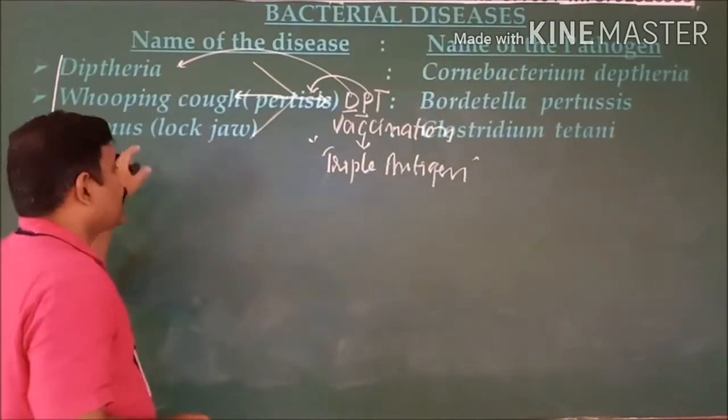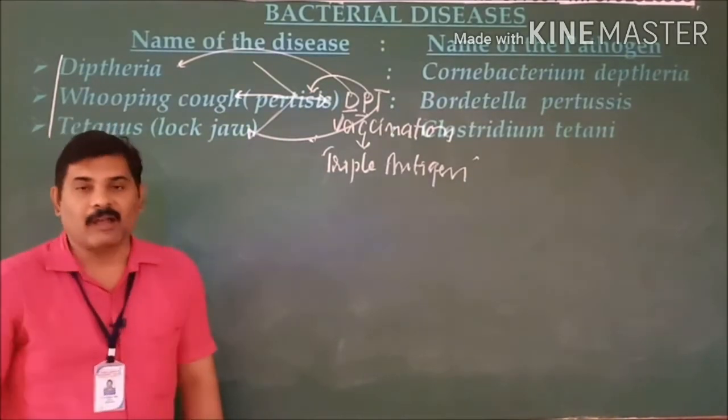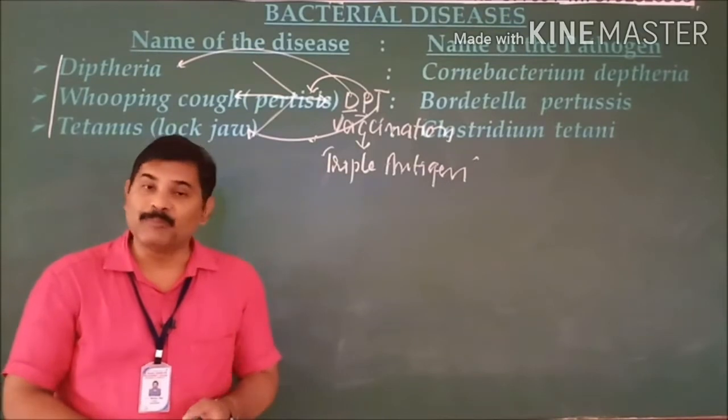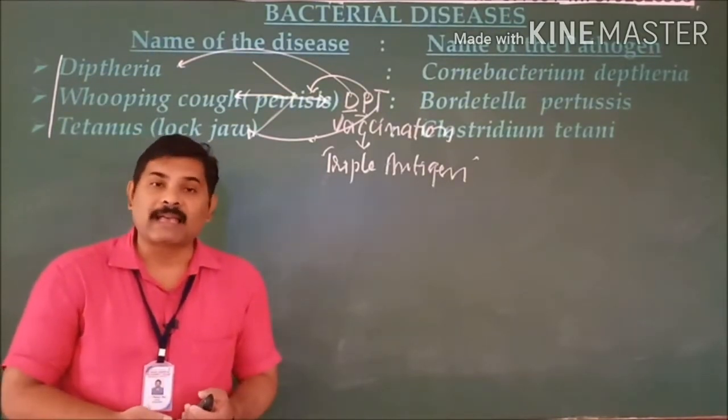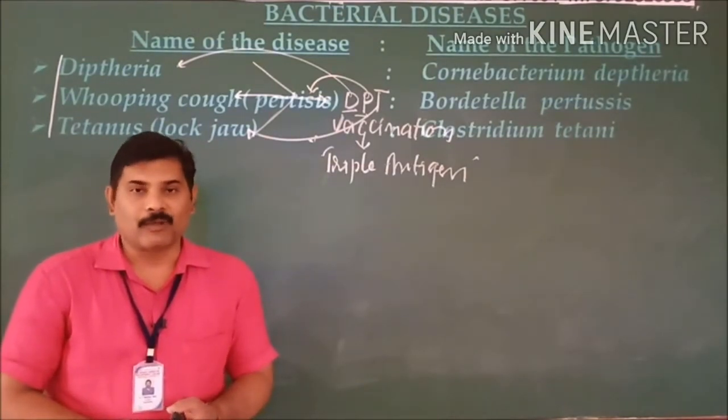And the next one is tetanus. Here the T stands for tetanus or lockjaw. So for these three together, we have a single vaccination known as DPT, which we generally call a triple antigen. Just now I explained why we call it a triple antigen.